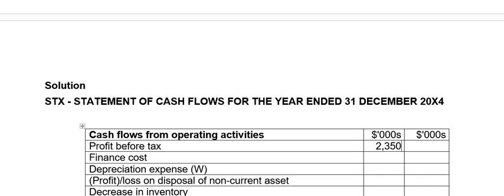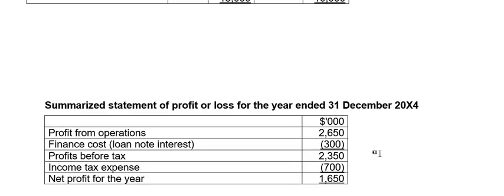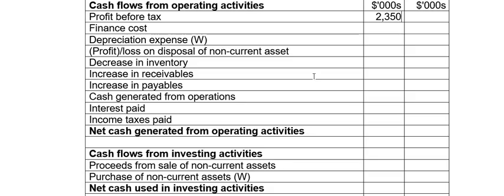We have to adjust this profit, and the adjustments we make, that of the finance costs, that is the interest expense. When you look at the statement of profit or loss, you see there was finance cost of 300, which was deducted from the profits from operations. So we have to add back 300, that is the finance cost. That 300 has to be added back. So we have to adjust the profits by adding back the finance cost.